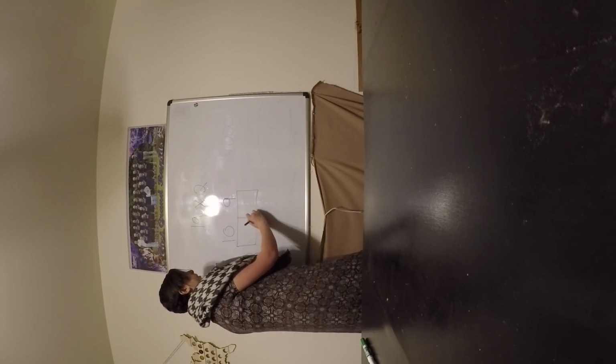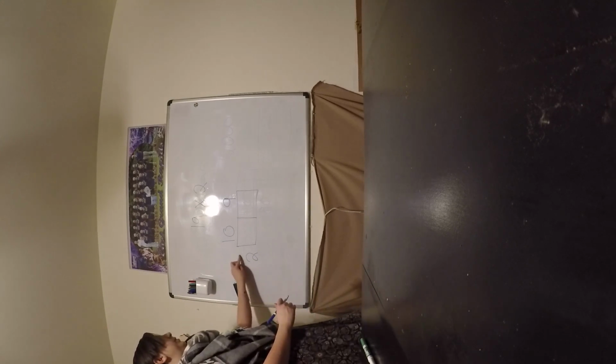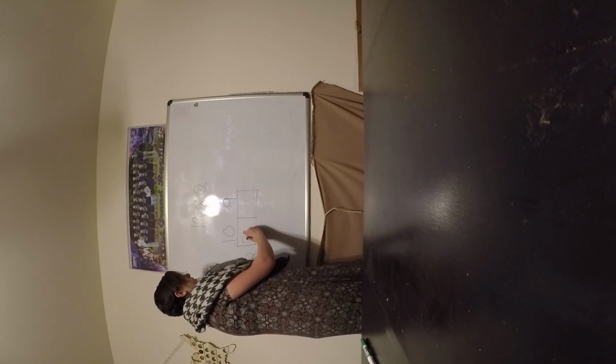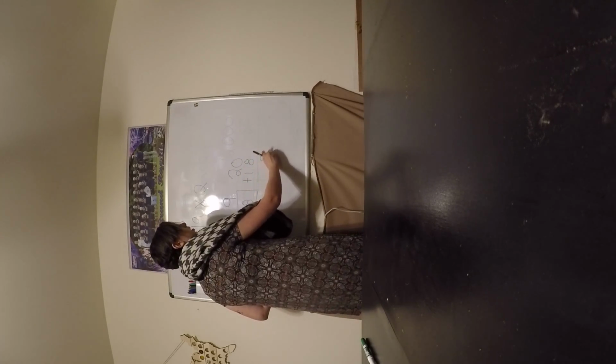Make a box, split it in half. What is 2 times 1? 2, add 1 0. 2 times 9 is 18. 20 plus 18 is 38. So, as I said before, it's just a great way to break it down.